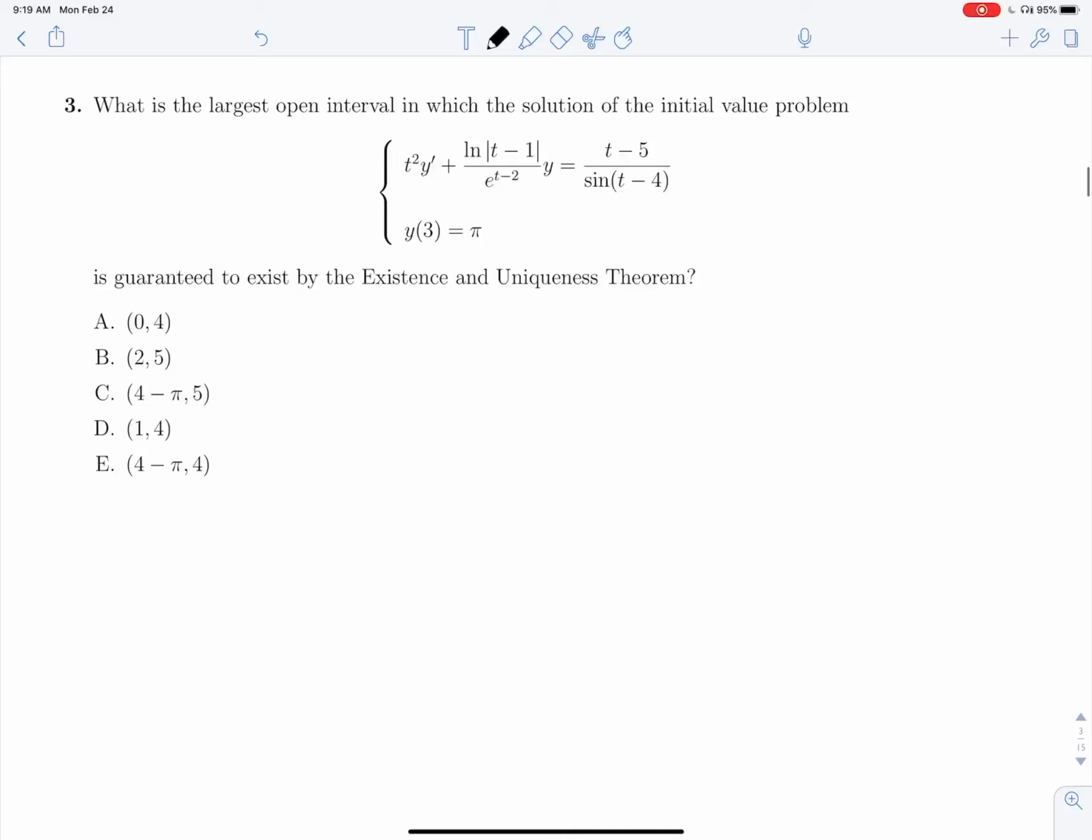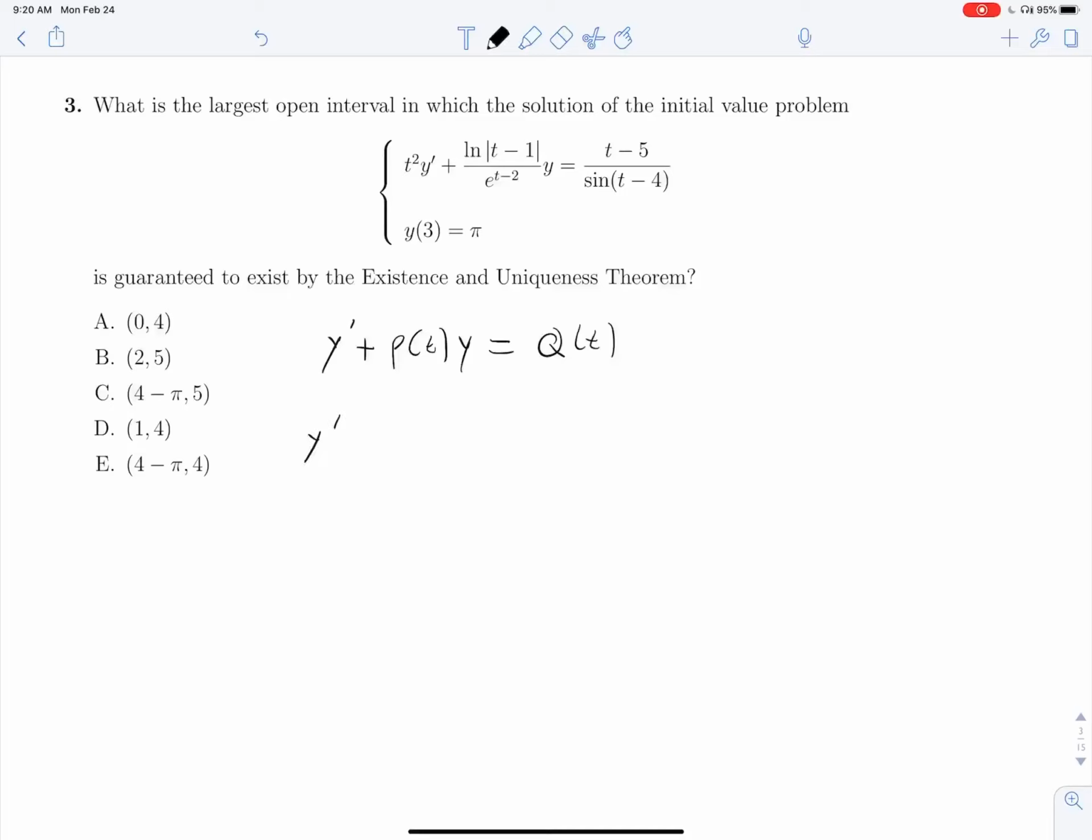3. What's the largest open interval in which the solution to this initial value problem is guaranteed to exist by the existence and uniqueness theorem? So we're guaranteed to have a solution to an initial value problem like this when our equation is in the form y prime plus p of t, y is equal to q of t. And that means that we have to isolate our y prime. So let's divide everything by t squared.